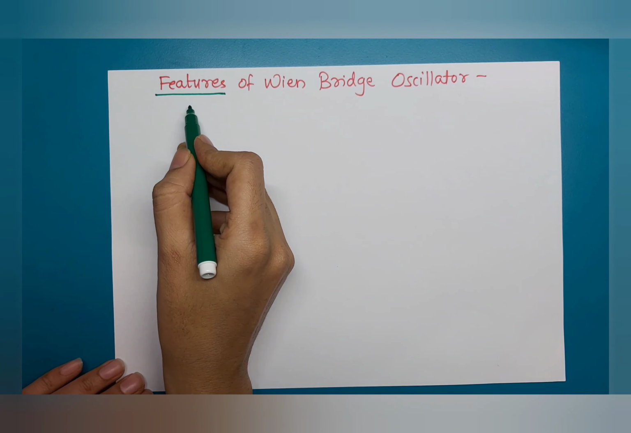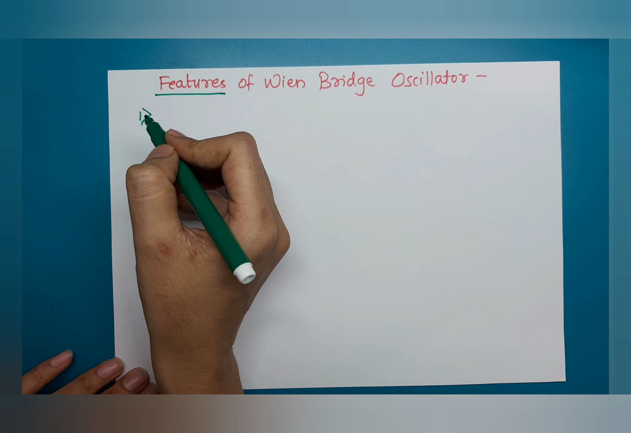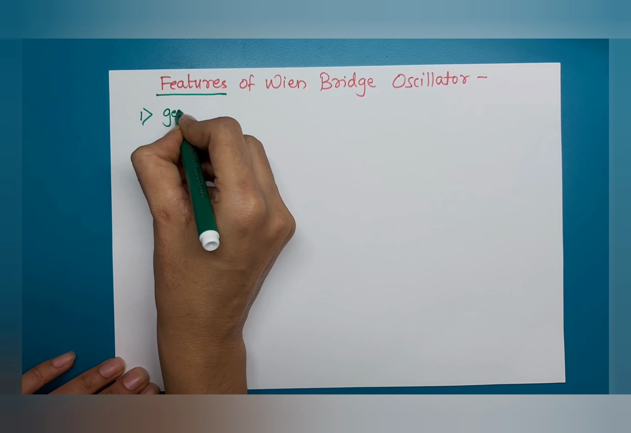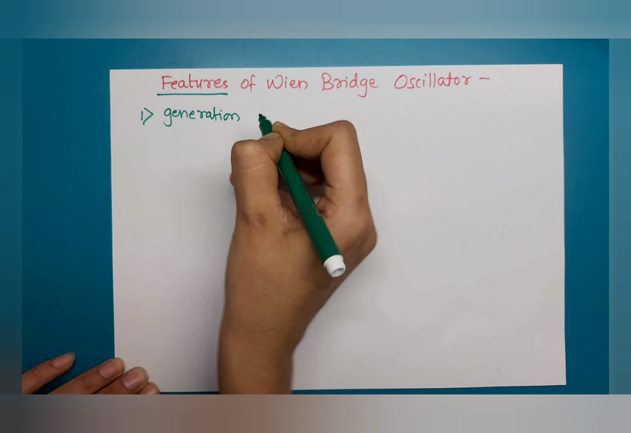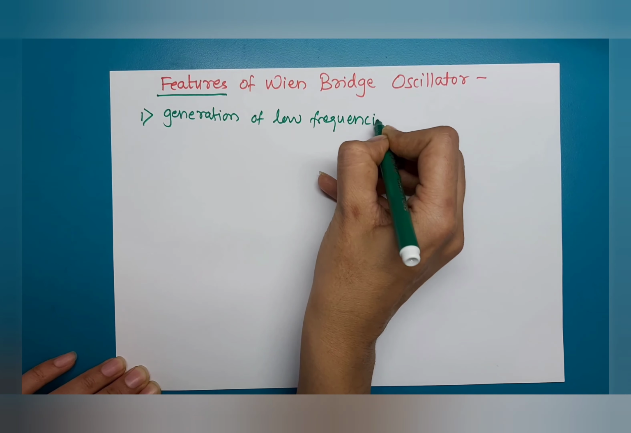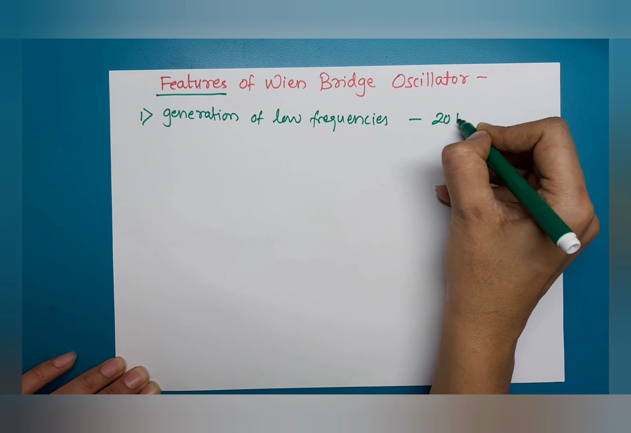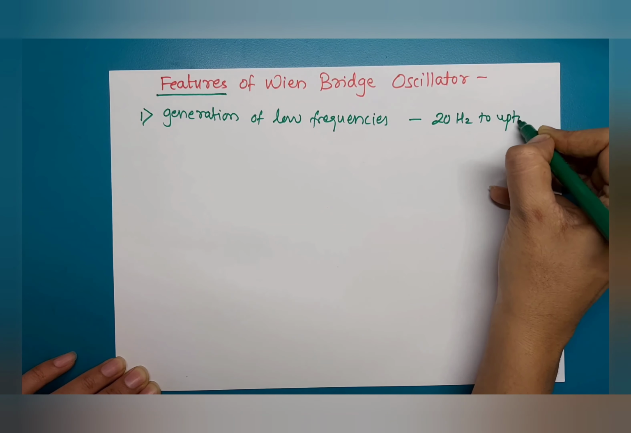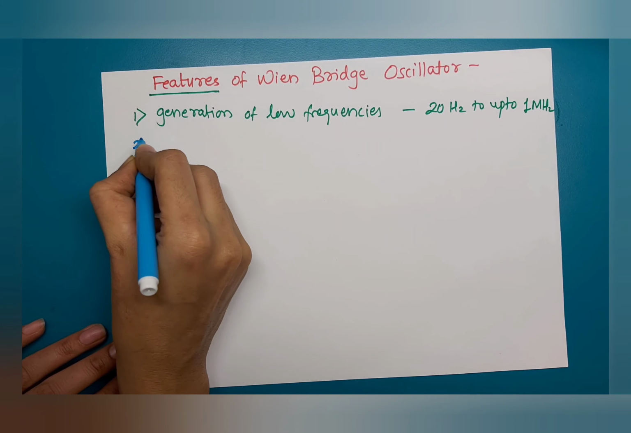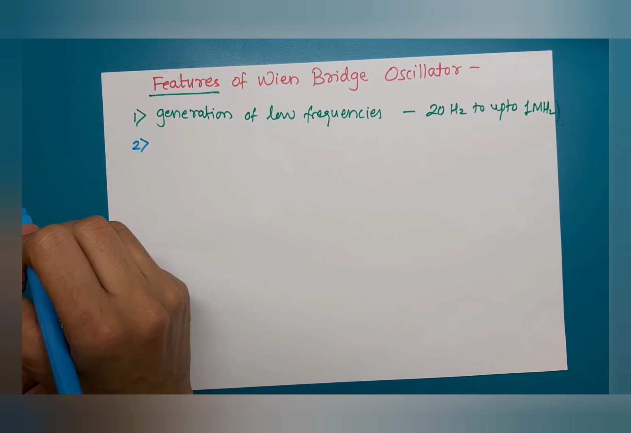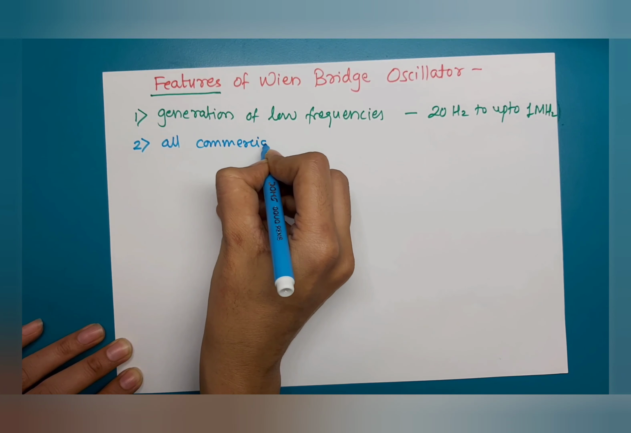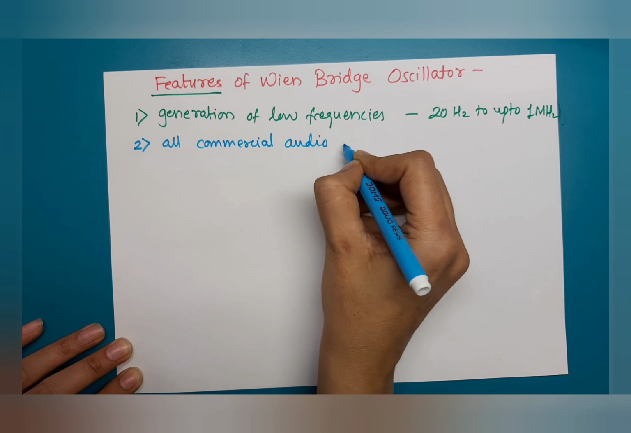Let us discuss some of the features of Wien bridge oscillator. This Wien bridge oscillator is a standard oscillator circuit for generation of low frequencies in the range of 20 Hz up to 1 megahertz. The second feature is that it is used in all the commercial audio signal generators.